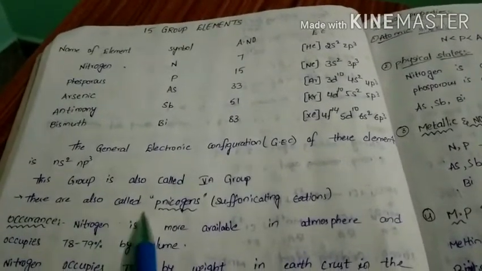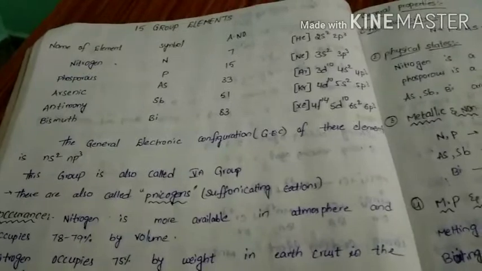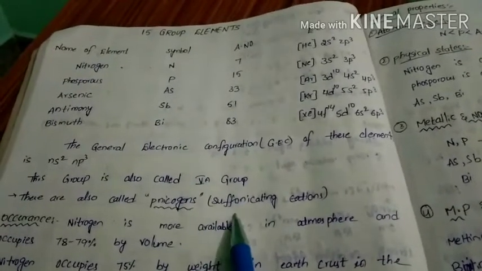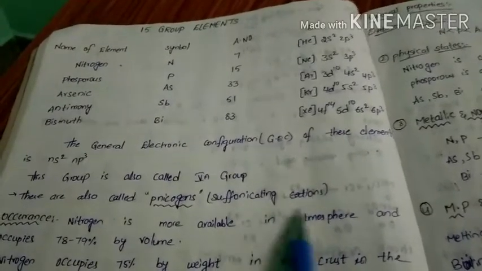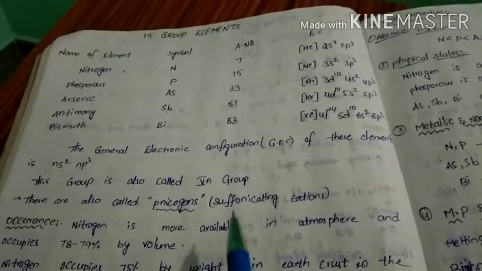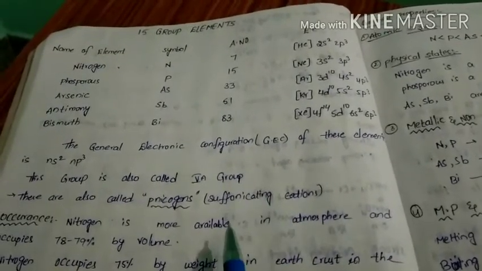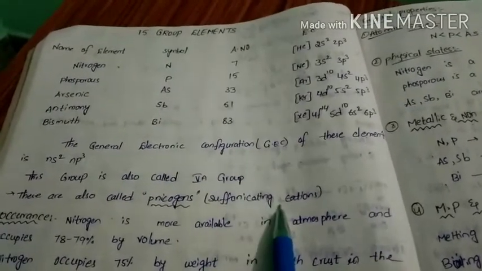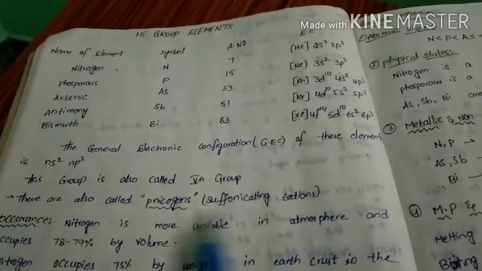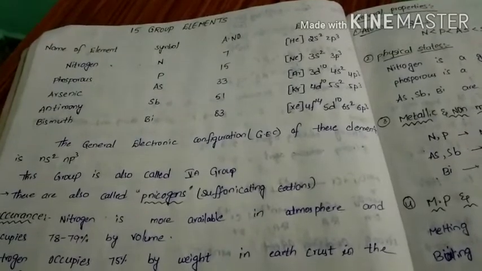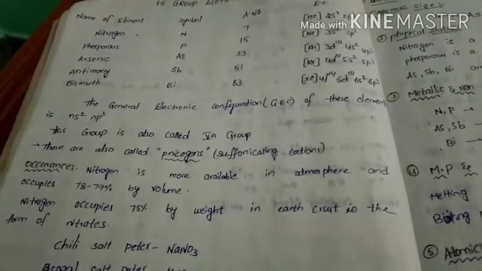Next, these are also called pnicogens. Pnicogens, here P is silent. Pnicogens means suffocating cations. What is the meaning of this point? They do not readily form cations. That is why those are called pnicogens. That is also called simply pnicogens. So 5A group elements are also called pnicogens.